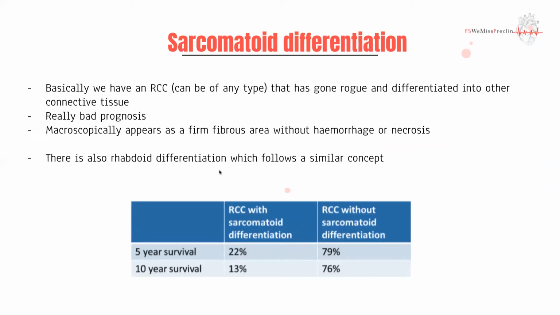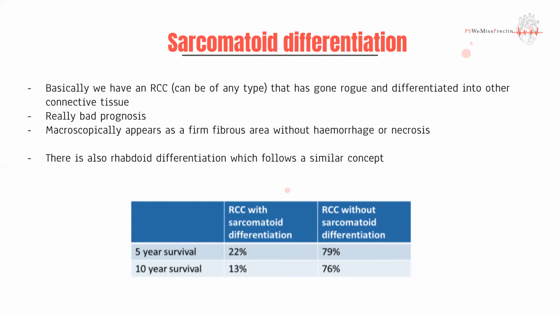Now, an important concept that we have to touch base on when we talk about RCCs is sarcomatoid differentiation. Now, what is sarcomatoid differentiation? Basically, when you have an RCC, as I mentioned, it's usually of tubular, trabecular, glomerular tissue, or tissue from the collecting duct that has undergone neoplastic change and kind of gone rogue, right? This is a worse version of that.